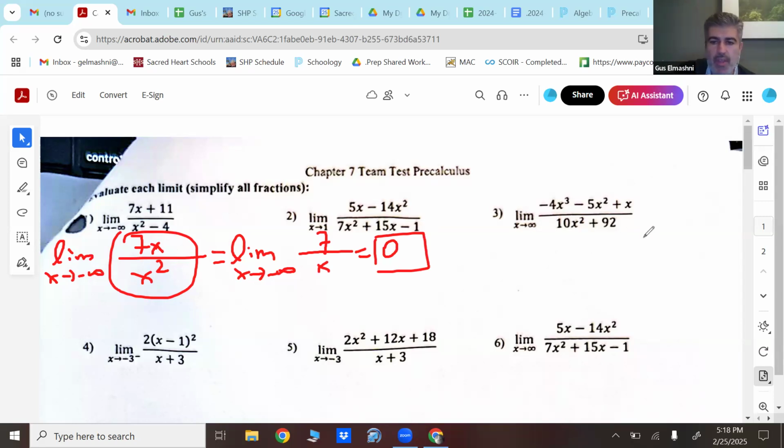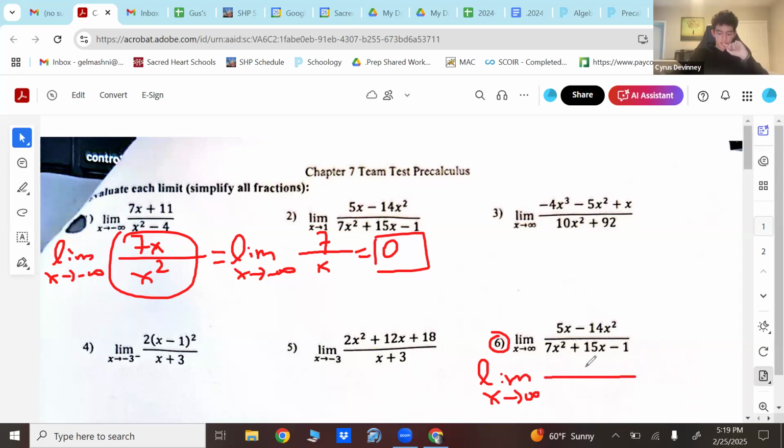So let's try another one that's pretty similar, like number 6. And then we'll do the other ones that involve some factoring. Okay. And one thing you want to be mindful about, you don't want to get lazy. You always want to write the limit notation until you're ready to evaluate or substitute.